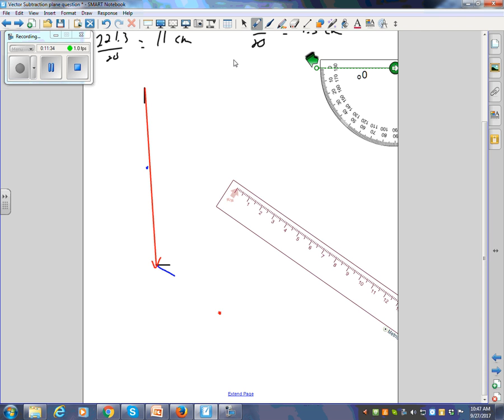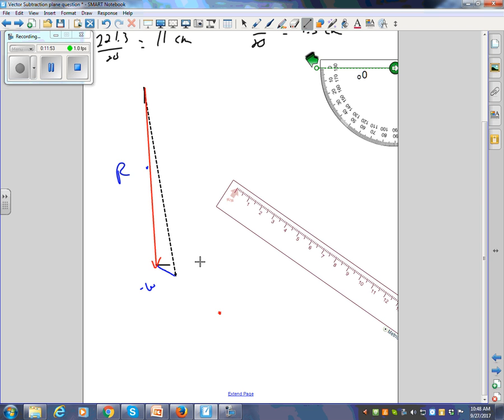Okay, and then I'm going to draw my, now this is actually the plane speed, right? This one here is the resultant. This is minus wind, you should label it. So then this one here is going to be the plane speed from there to there.